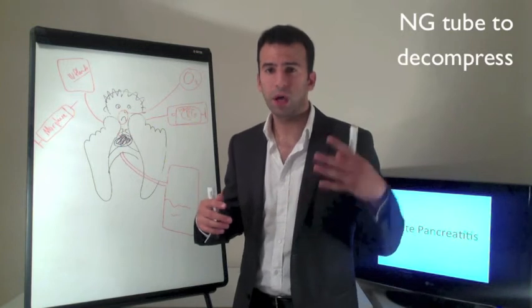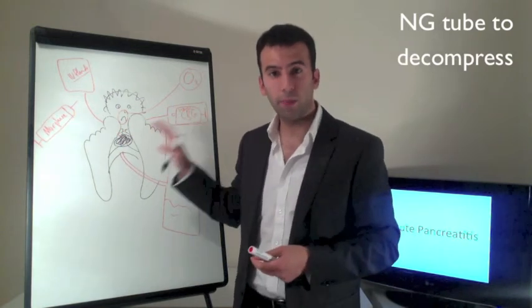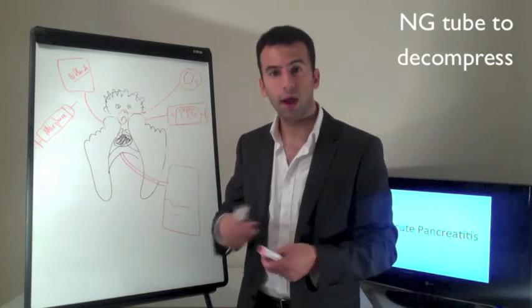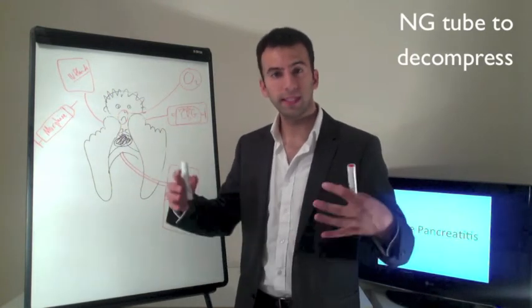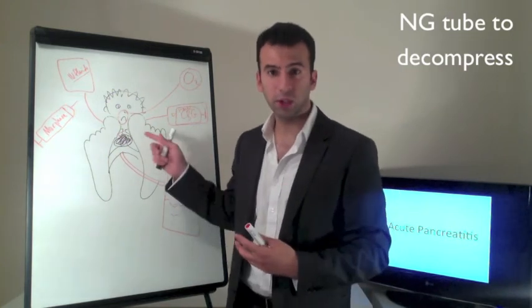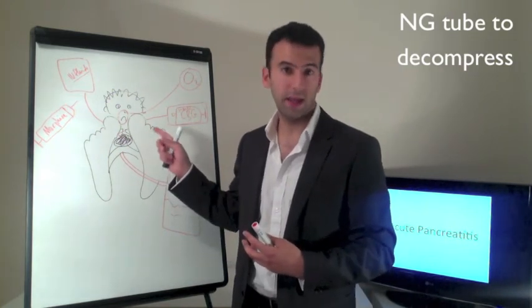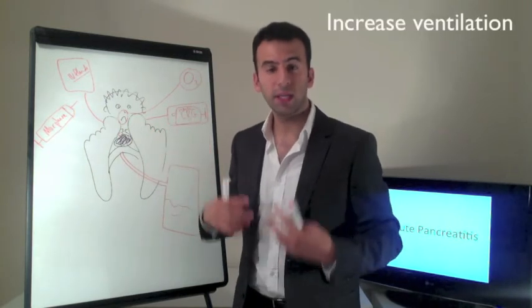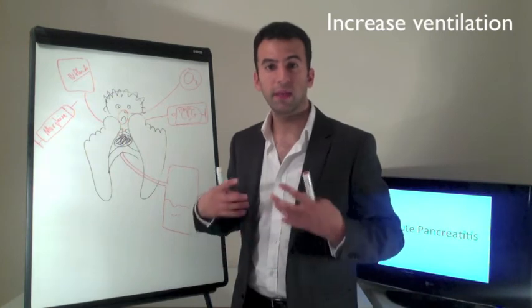So for the reasons I've already mentioned, we need to help him with this, and to do that we put a nasogastric tube down and try to suck off the fluid and decompress things and make it a little bit easier for him to breathe. Other things we can do in this situation, and even if there wasn't distension, is sit the patient upright to make it a bit easier for them to ventilate their lungs.